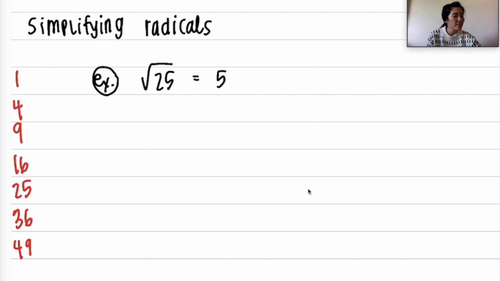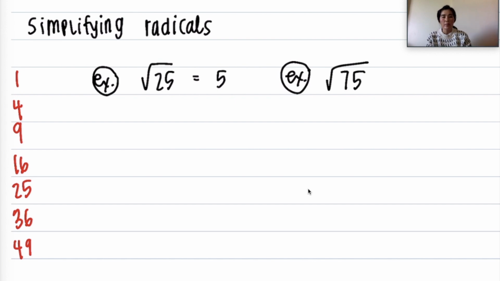Okay, now let's go ahead and take a look at something that is not a perfect square. Square root of 75. Now, 75 is not a perfect square. There is no number times itself that would give us 75. But the idea of simplifying means that we're going to break up our radical and rewrite it as a simplified expression. What that means is you're going to break up the number 75 and figure out what perfect square goes into 75. Now, what you can do is kind of go through the list.